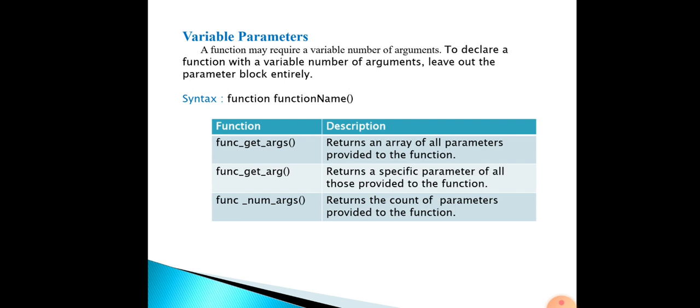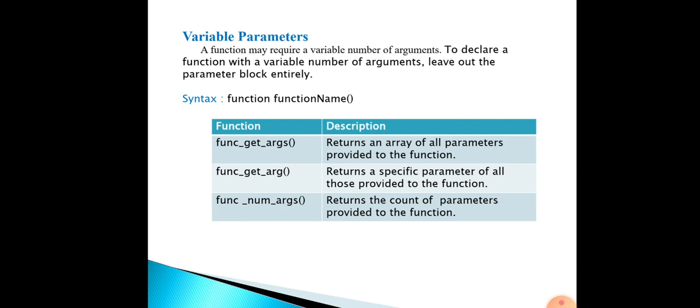Syntax for variable parameters is the function keyword and the function name. A function can have any number of parameters passed to it. To declare a function with a variable number of arguments, you should just leave the parameter block entirely empty. Later on, while calling the function, you can pass any number of parameters to it.